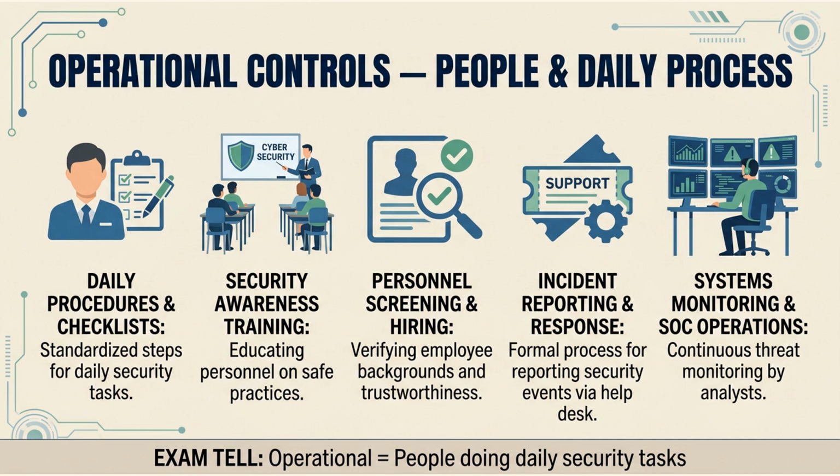Third category, operational controls. These are the day-to-day activities done by people to keep security working. If technical is the tool and managerial is the rule, operational is the human doing the work. Security awareness training delivery, background checks for new hires, running incident response drills, managing configurations, performing log reviews, conducting security audits. Think people and process. Exam insight. Many controls are both operational and another type. A security guard is operational and physical.